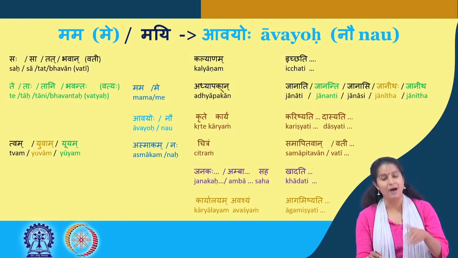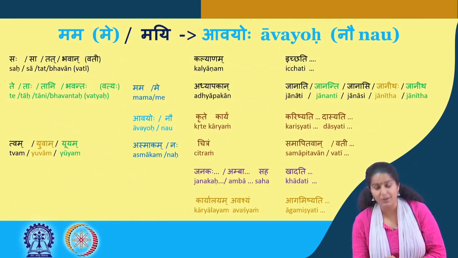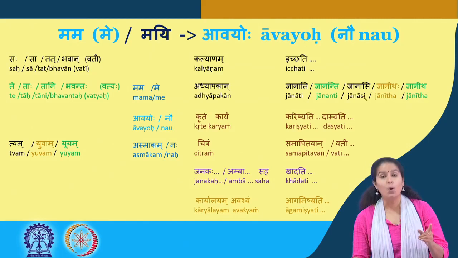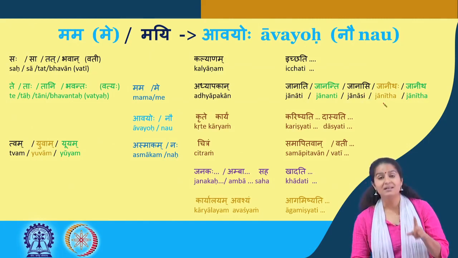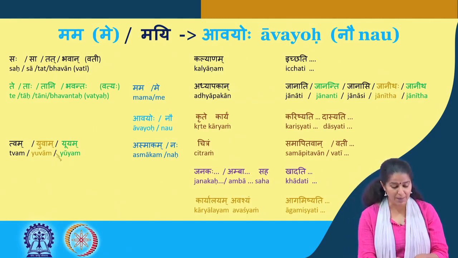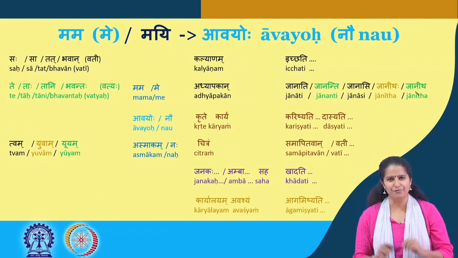And then here you have saha mama adhyapakan janati, saha avayoho, or now, adhyapakan means teachers, janati, saha asmakam or naha adhyapakan janati. And just the verb janati becomes te jananti, tvam janasi, yuvam janitha, yuyam janitha. So getting a hang of that as well.